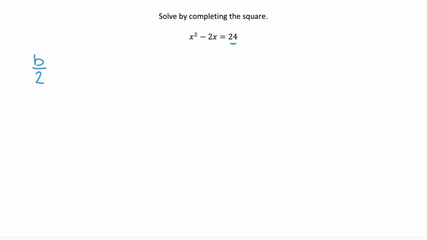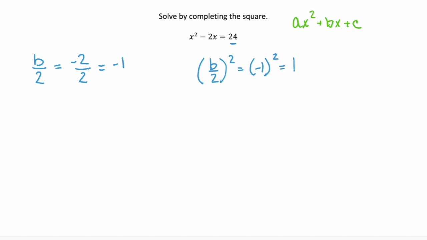And remember that the b comes from ax squared plus bx plus c, or standard form of a quadratic. So b over 2 here would be negative 2 over 2, or negative 1. And really, we need b over 2 squared, which is negative 1 squared, or 1. This is the square that we're going to add to both sides of our given equation.